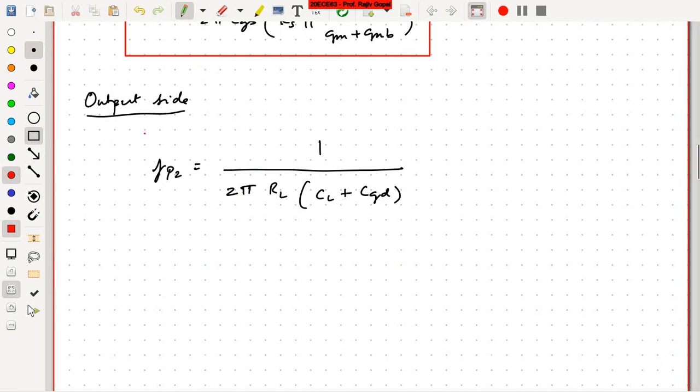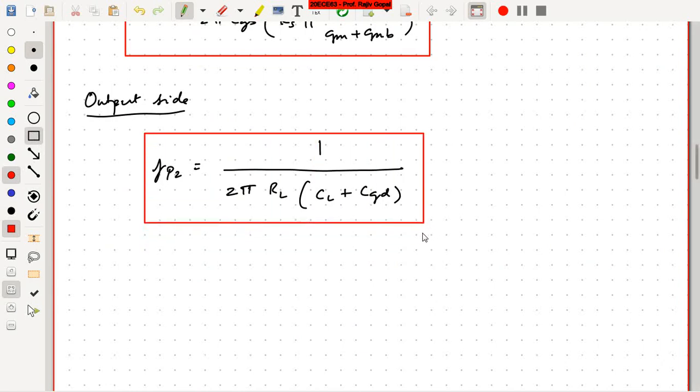Don't worry about the current source or the voltage, because I need to find the time constant. For the time constant, I just need the resistance and the capacitance value. So it will be 1 by 2 pi into RL into (CL plus CGD), right? So here you have FP1 and FP2.